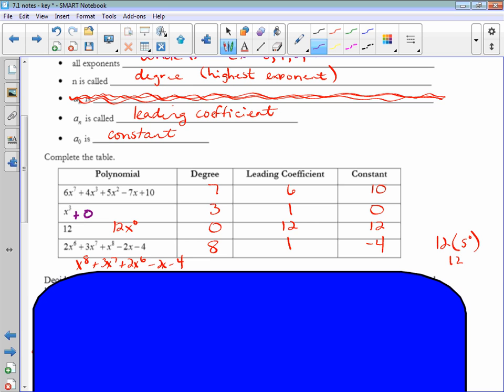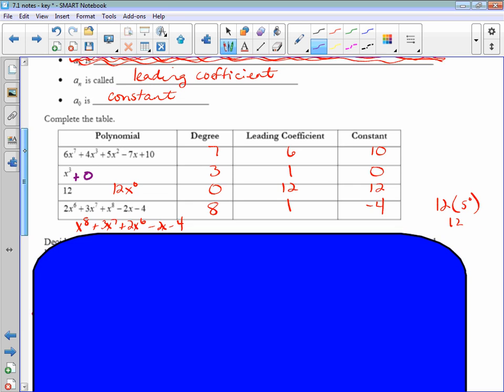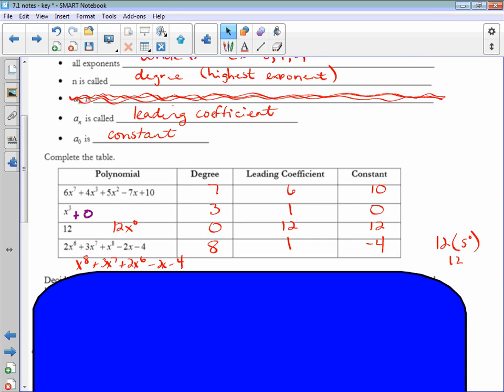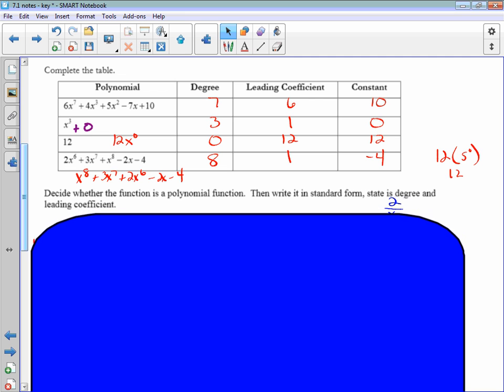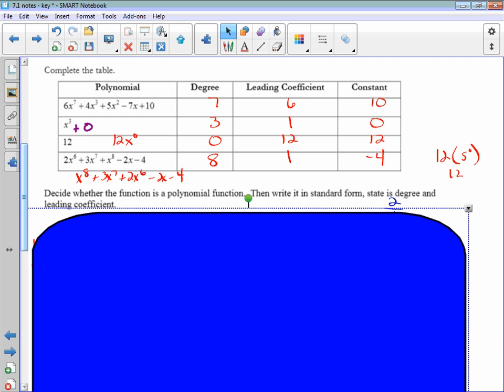Okay, so the next little section here, decide whether these are polynomials or not. If it is, write it in standard form, state its degree and leading coefficient. So I want you to try those. The only things we've talked about that make it a polynomial really are the exponents. So look at it, see if you think they are polynomials or not. Okay, I'll give you a minute.